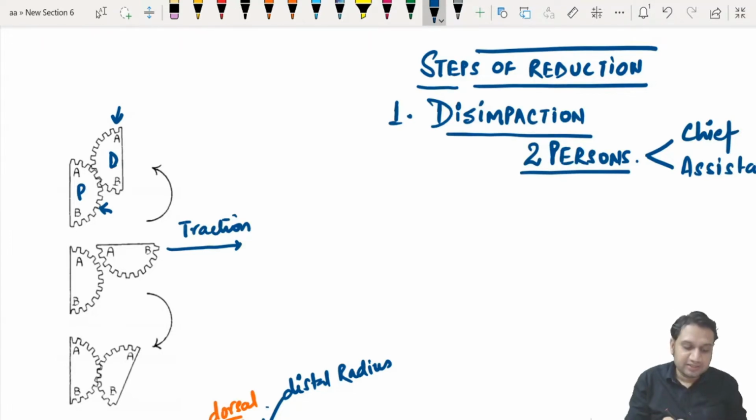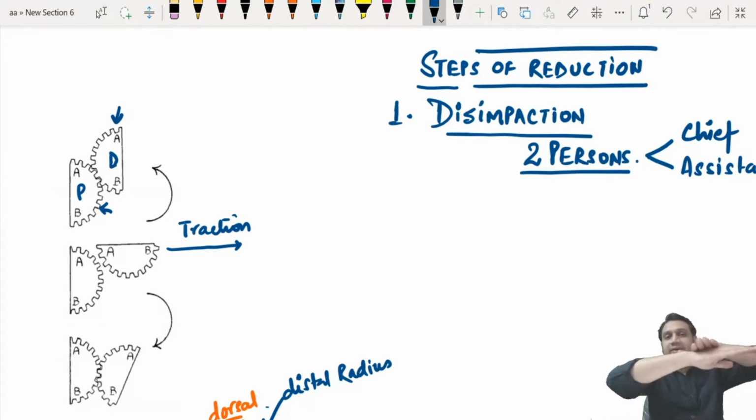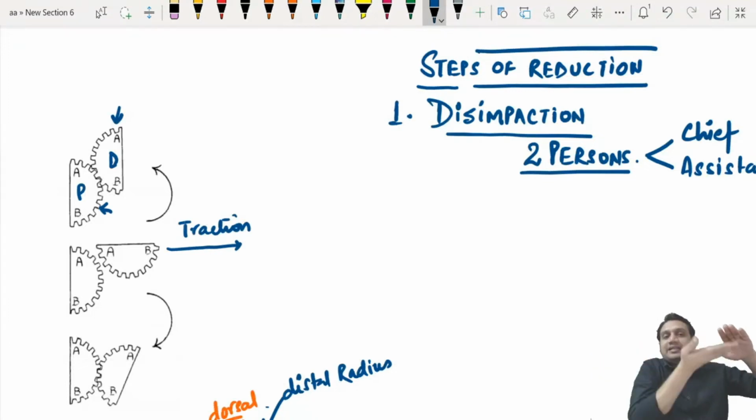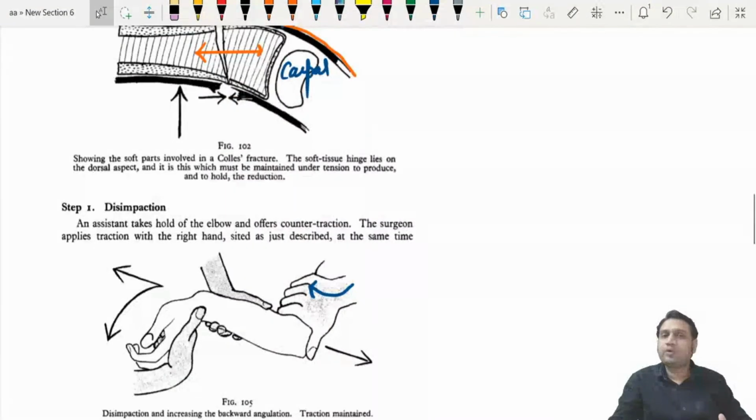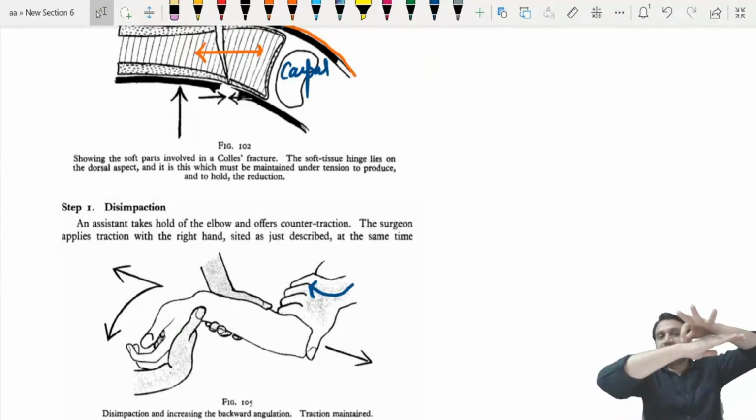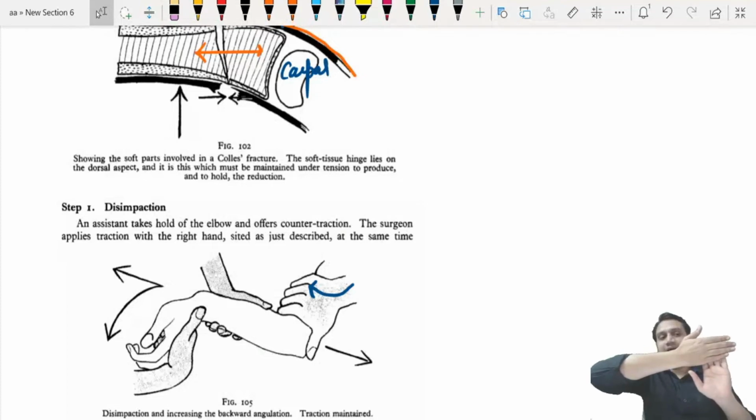So along with the traction, what has happened? The distal fragment has come on the dorsal side. So in step 1, we keep the patient's hand like this in the supinated position. And in step 1 we are going to increase the deformity. How are we going to increase the deformity? The dorsal hump is here. So we keep the hand like this, we give the linear traction, and then we increase the deformity.